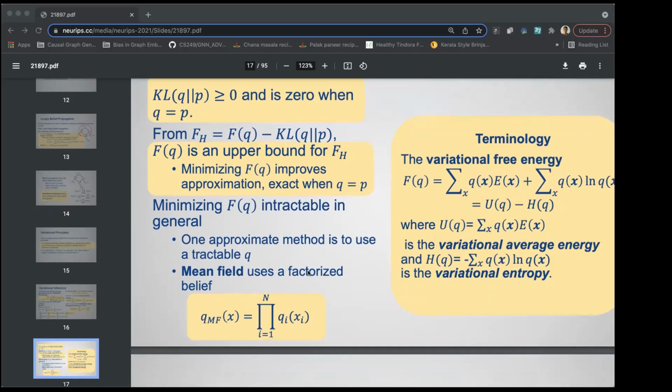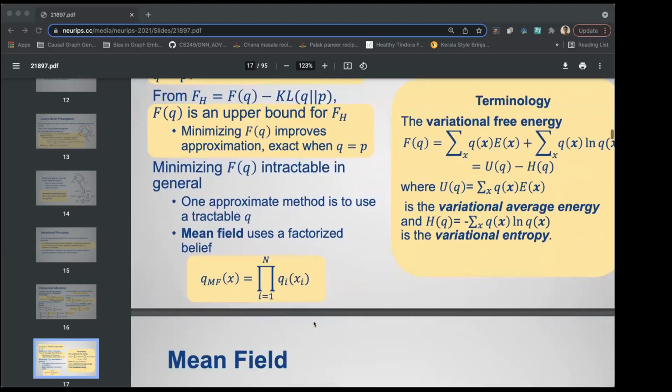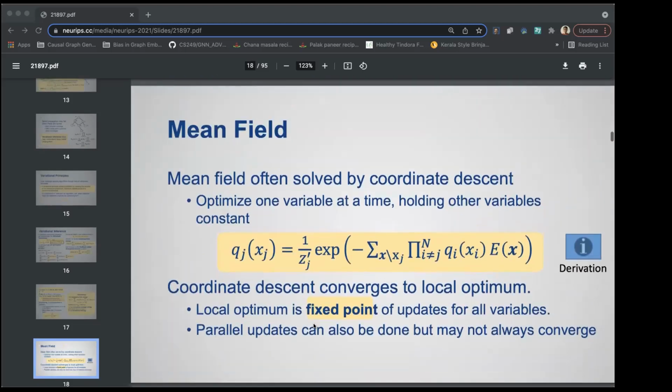So one particular way to do this is using mean field. Mean field uses a factorized belief, where we assume that we can write the joint distribution for all the random variables as a product of beliefs over individual random variables. And the mean field is often solved by coordinate descent, so we can optimize one variable at a time, holding other variables constant.